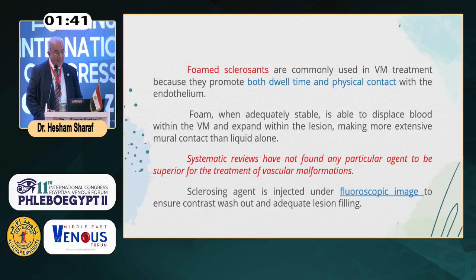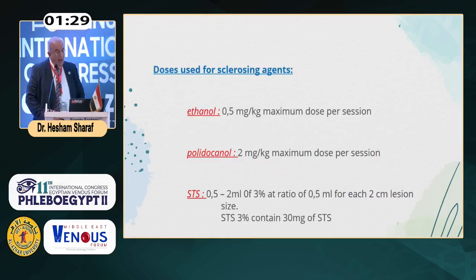Foam, when adequately stable, is able to displace blood within venous malformation and expand within the region, making more extensive mural contact than a liquid alone. Doses used for sclerosing agent: ethanol is very important, 0.5 milligram per kg. Polidocanol, 2 milligram per kg, maximum dose per person. And STS, 0.5 milligram to 2 milligram of 3% at ratio of 0.5 milligram to each 2 centimeter lesion size.